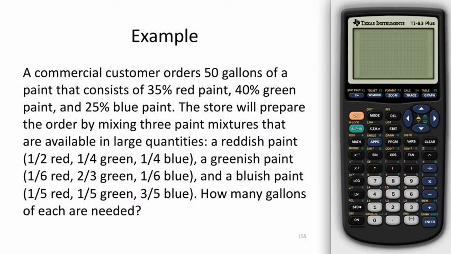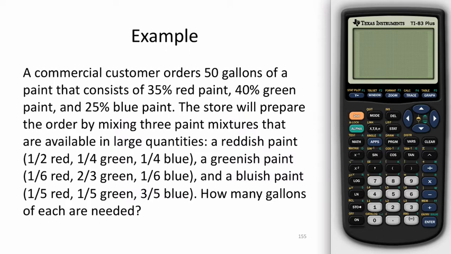They can't do that because what they have available is what I'm going to call here a reddish paint. That reddish paint is a mixture of all 3 red, green, and blue paints, but its largest component is red. So it's half red, quarter green, quarter blue. Notice those 3 numbers add up to 1 or 100%. They also have a greenish paint that's 1/6 red, 2/3 green, that's the largest component is green, and 1/6 blue. Again, those 3 numbers add up to 1 or 100%.